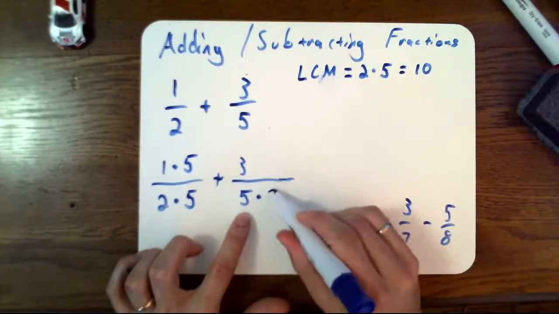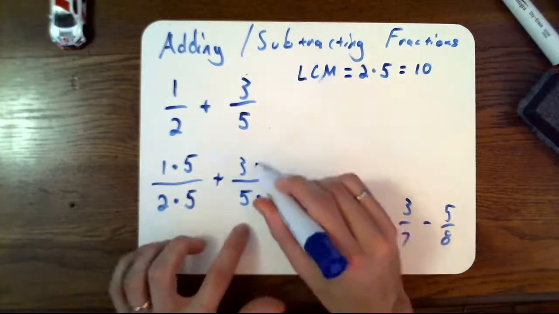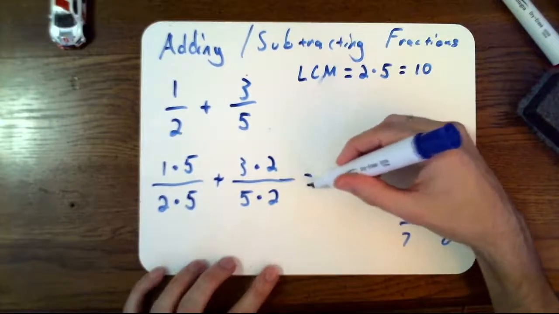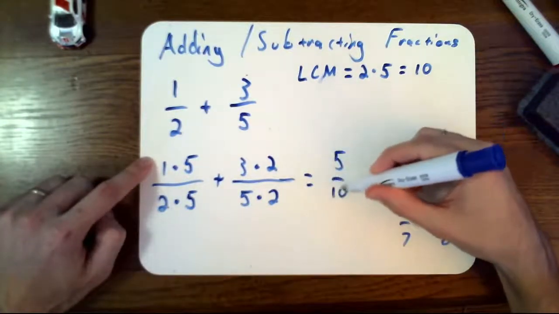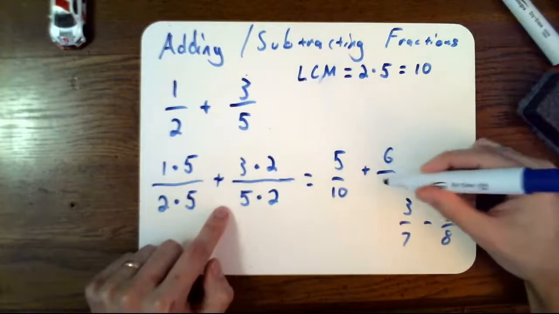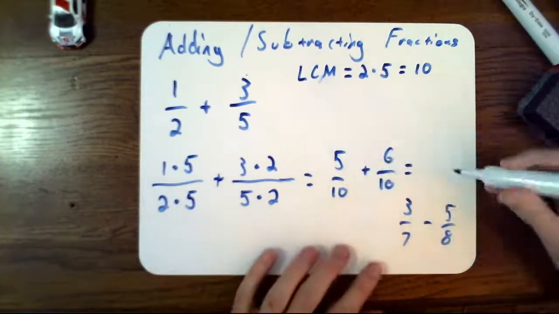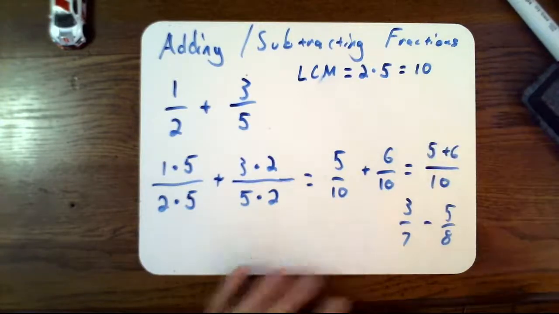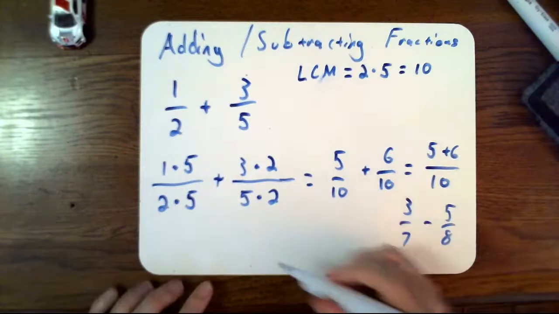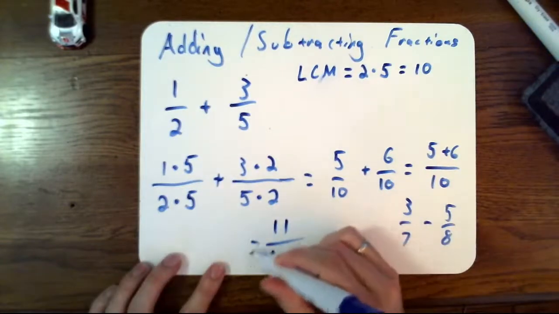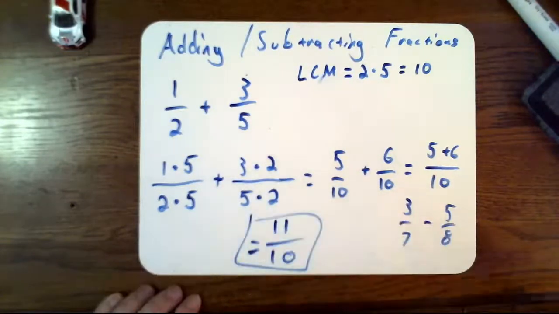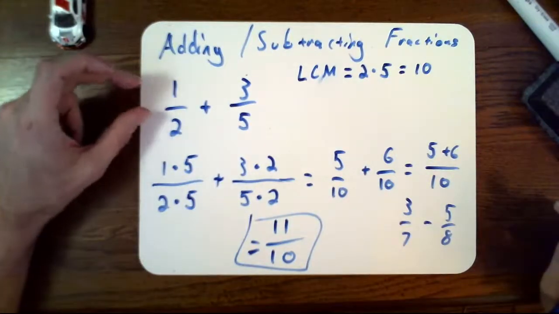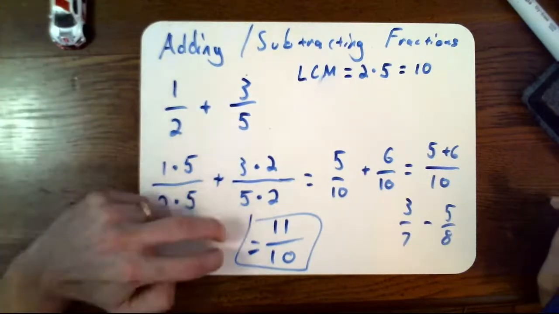So how do we do that? We multiply by 2. Well, if I multiply this by 2, I have to multiply that by 2 also. So what will that become? This becomes 5 over 10. And this becomes 6 over 10. So now that they have the same denominator, what you're really doing is adding the numerators together. 5 plus 6 is 11 over 10. So by using equivalent fractions and least common multiples, we can get 11 over 10.